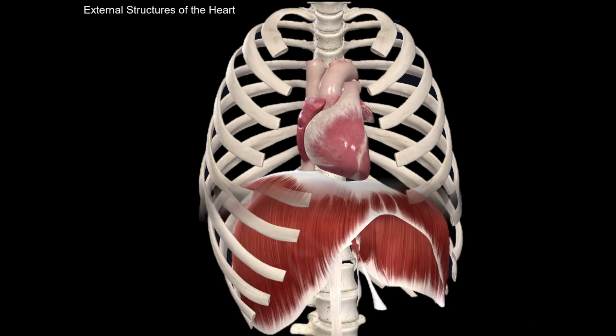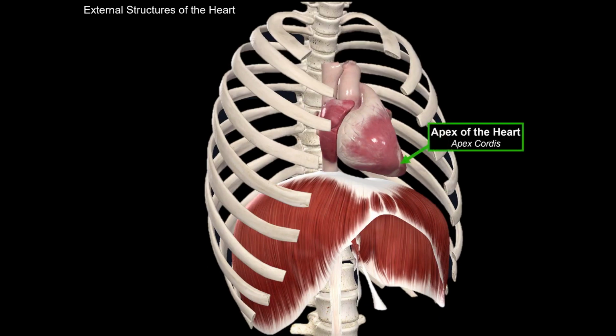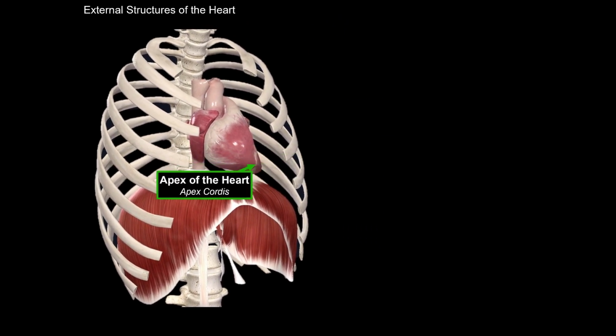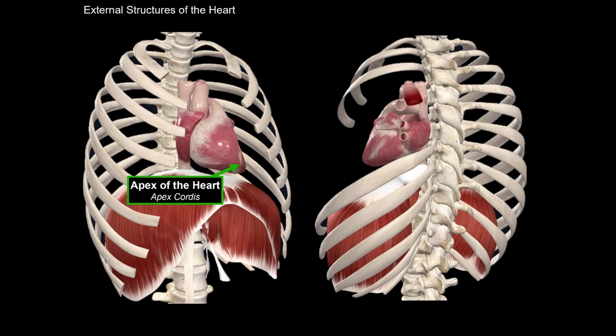So if you turn this picture to the side, you will be able to see the pointy end called the apex of the heart, which is directed forward and downward to the left. And then if we turn the heart around and look at the backside, we can see the heart's base, or basis cordis, directed backwards and then a little to the right. The base is connected with the great vessels you see here. So an apex and a base.